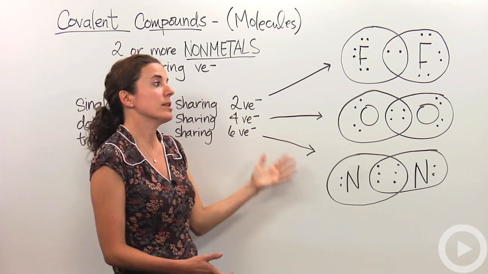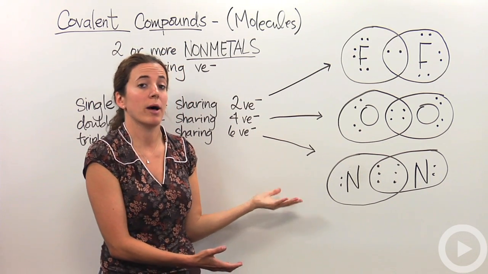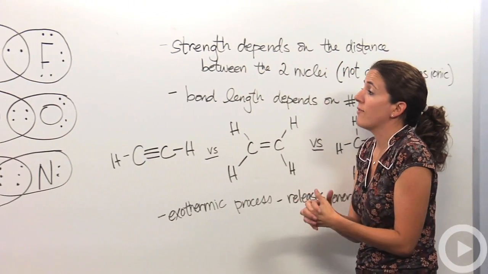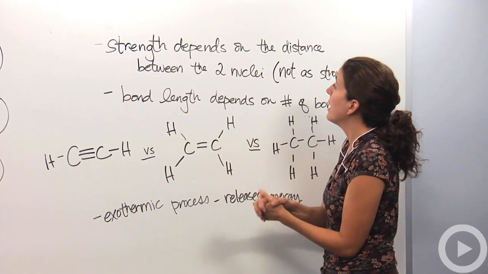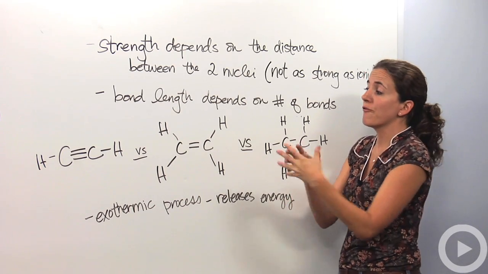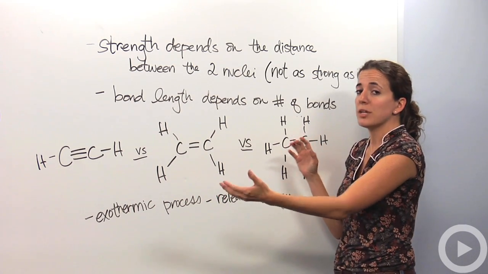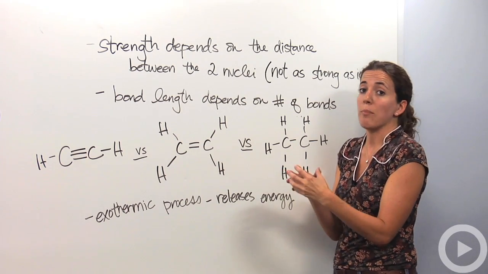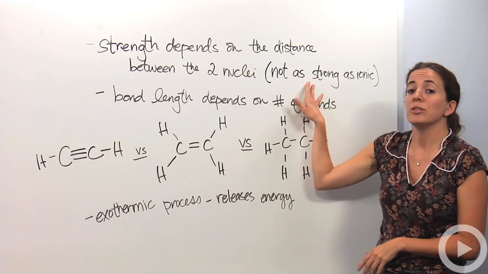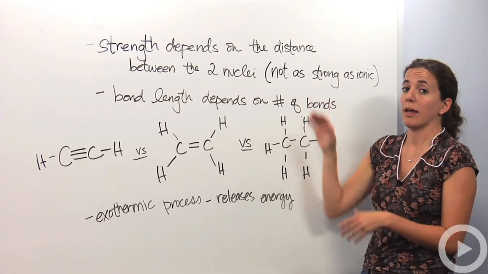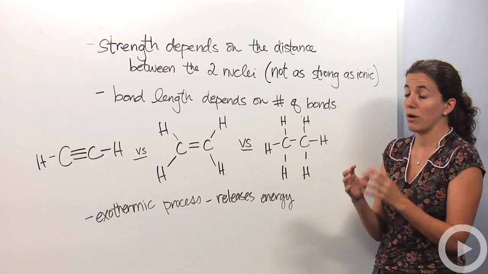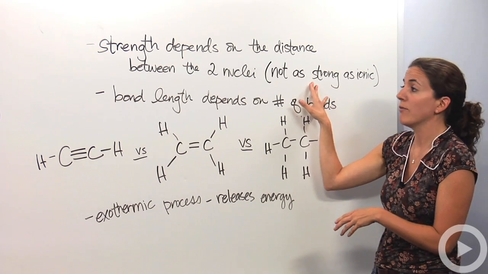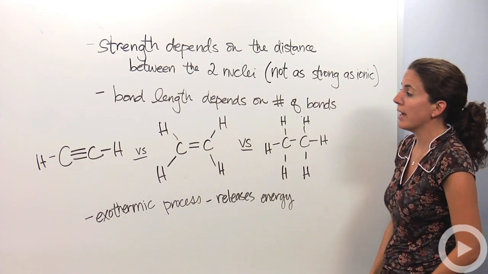Okay, so great. So let's talk about the characteristics of these covalent bonds and how they work together. All right, so the strength of them, how strong they are, depends on the distance between the two nuclei. The further the nuclei are from each other, the easier they are to break. So the closer they are, the stronger that bond is. However, I want you to note that they're not as strong as ionic bonds. Ionic bonds have a very strong connection to each other. So those are the strongest type of bond we can have. Covalent bonds are not as strong as those.